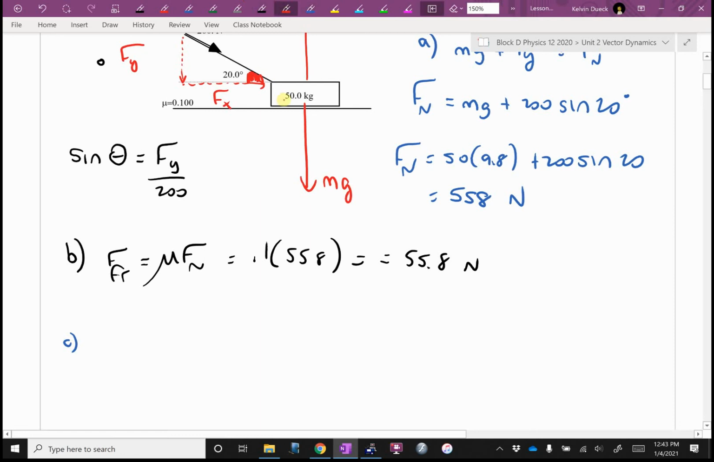Oh, I missed a force on my free body diagrams. Let's go back and let's add. There's definitely friction. And how do I know there's friction? Because there's a coefficient of friction. I think our tug of war here is Fx minus friction equals ma.